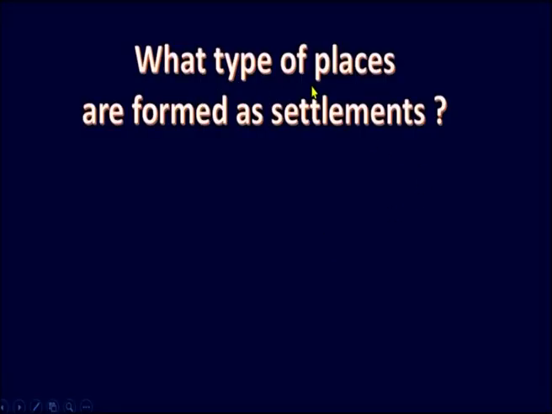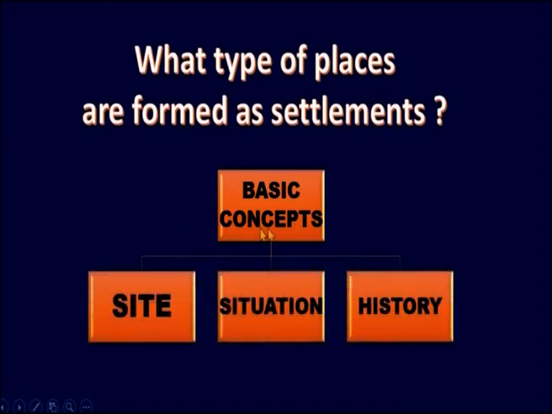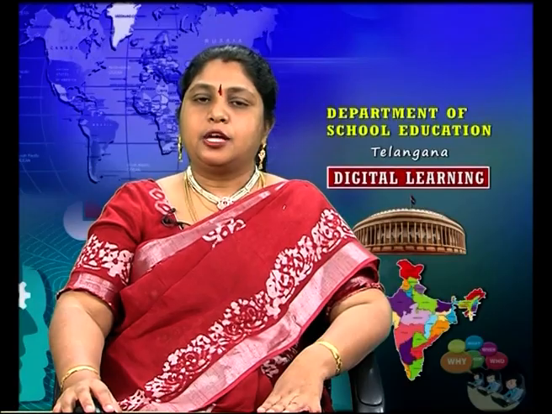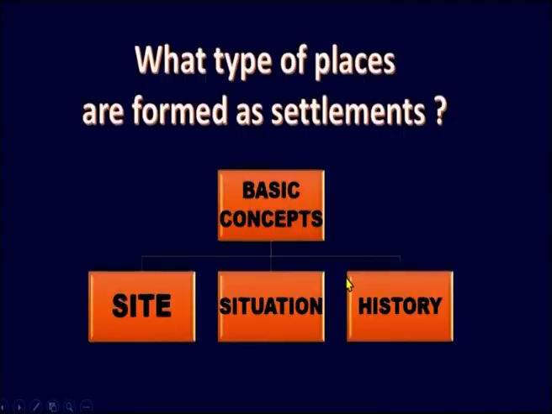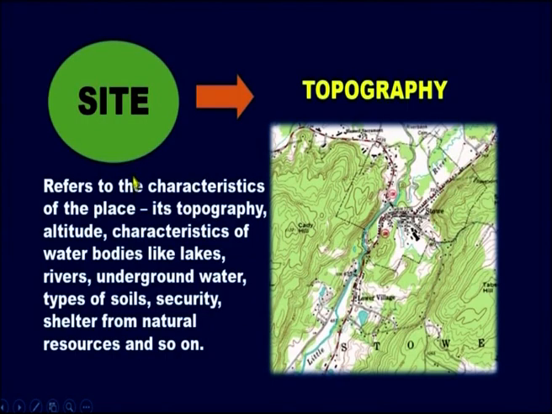What type of places are formed as settlements? To understand this, we have to understand the basic concepts of settlement. There are three basic concepts. We have to understand the site of settlement, situation of settlement, and history of settlement. We will understand these concepts by taking some examples. First let us see the site.